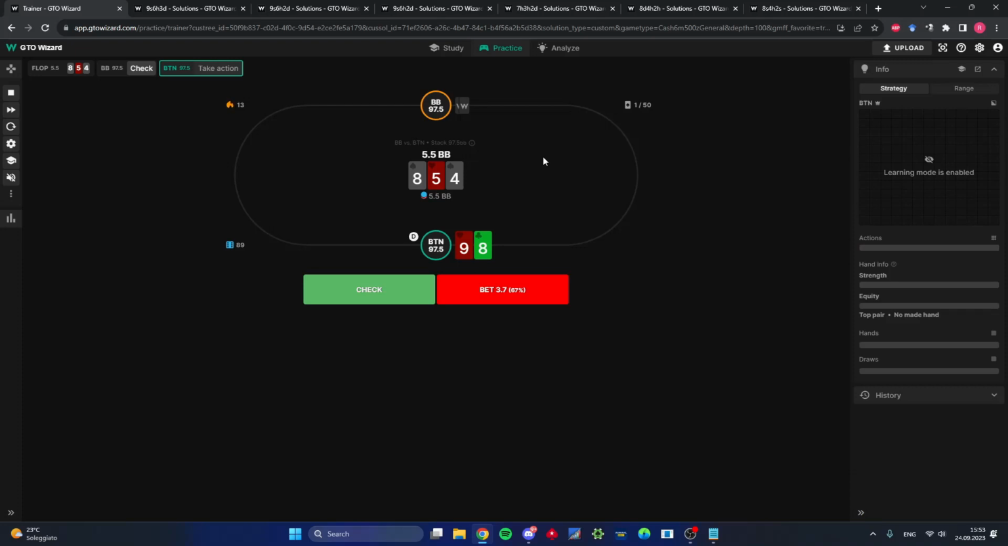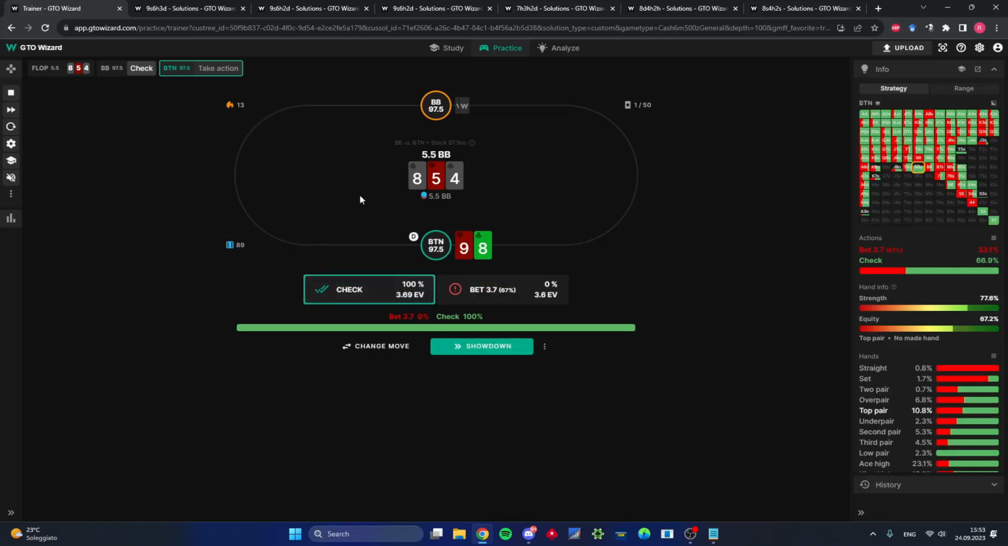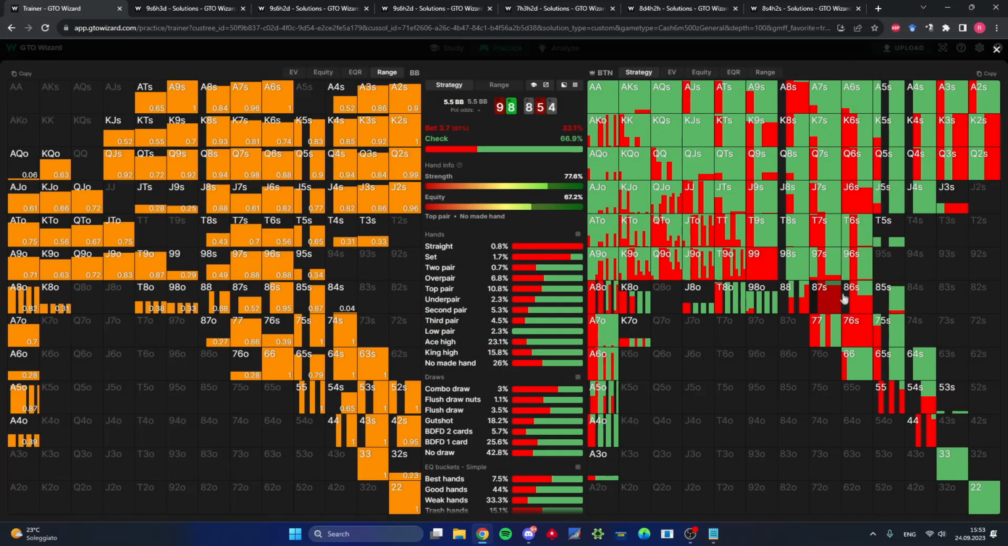And then I think this hand makes quite a nice check to protect our check back range. Especially with a 9-8, I think we're definitely not betting this hand 90% of the time. So let's go with a check. And indeed, it's a pure check. And let's see if these rules are true as well.